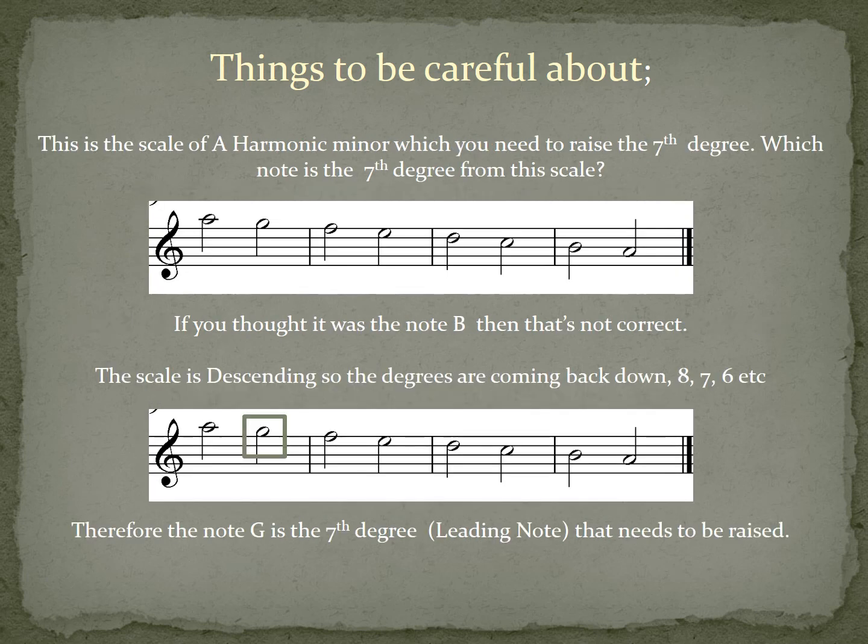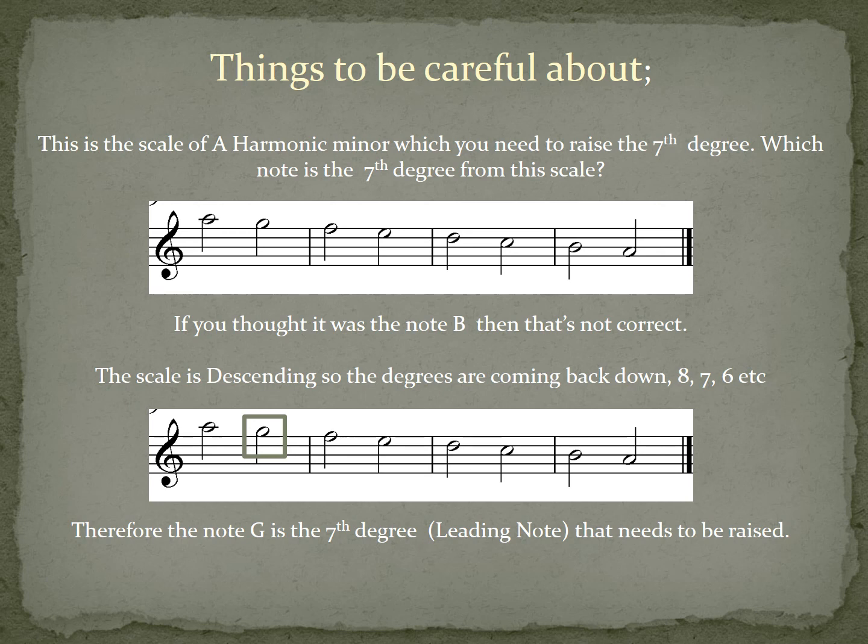Another common mistake, here's the scale of A harmonic minor, where you need to raise the 7th degree. So looking at the first one, which is the 7th degree, did you think it was the note B? If you're counting along, 1, 2, 3, 4, 5, 6, 7, it's the note B. No, because of course the scale is descending. So therefore it's like a set of stairs.